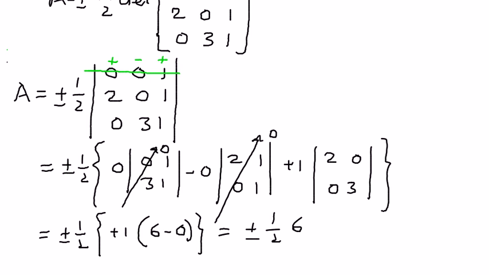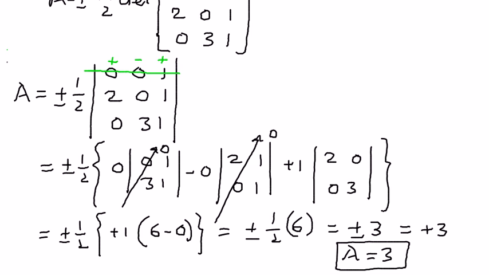So plus or minus 1/2 times 6 is going to be equal to plus or minus 3. We know that the area of the triangle is always going to be a positive value, therefore we're going to disregard the negative value and just pick the positive value, and therefore the area is equal to 3 square units, whatever the units are. Okay, so that is our area. This is the way we can use determinants to find the area of the triangle.